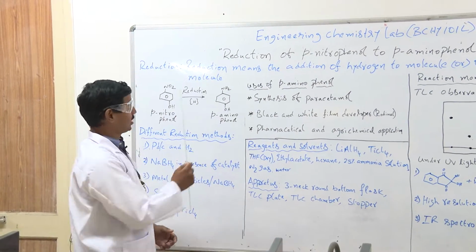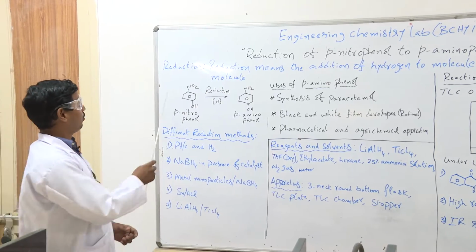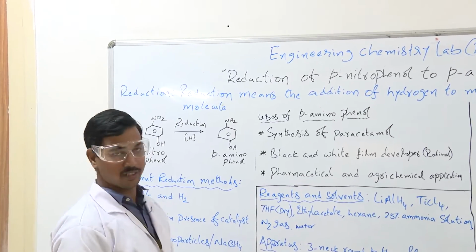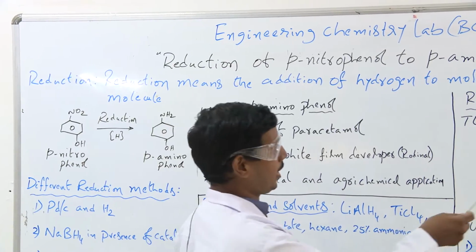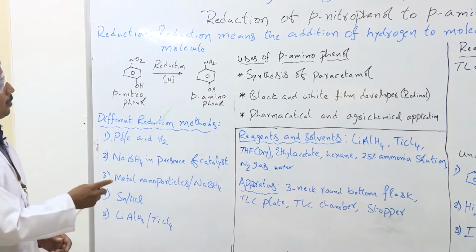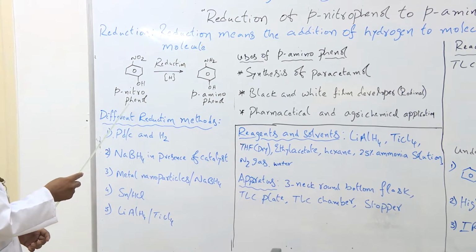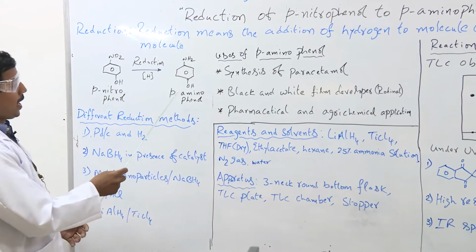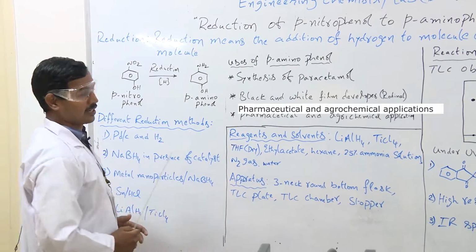First, before we start this reaction, we should know what reduction means in chemistry. Reduction means the addition of hydrogen to a molecule or the removal of oxygen from the molecule. Today we are going to prepare para-aminophenol from para-nitrophenol by doing reduction.